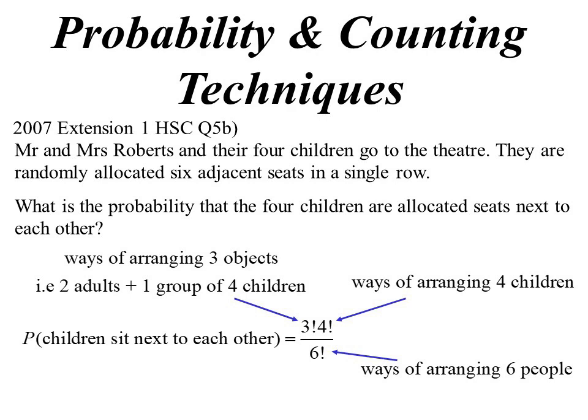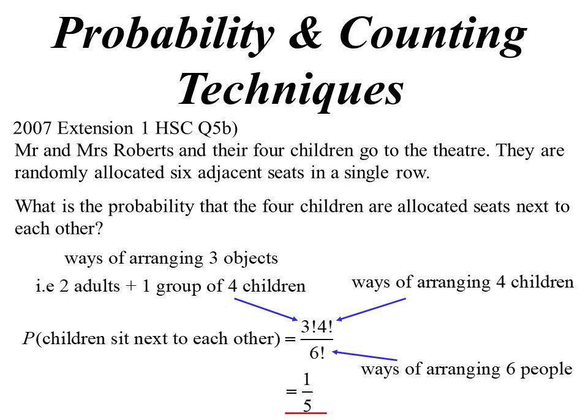But now, instead of arranging these 6 people, we're saying, oh, really, we're just arranging 3 objects. 2 adults and the group of 4 children. And we get our answer, 1 in 5. So that's a typical sort of extension 1 question. But extension 2 is so much more fun.